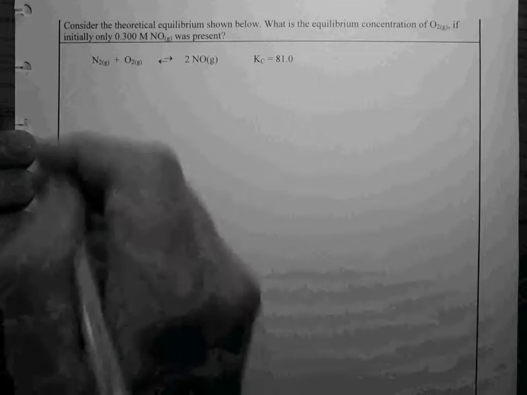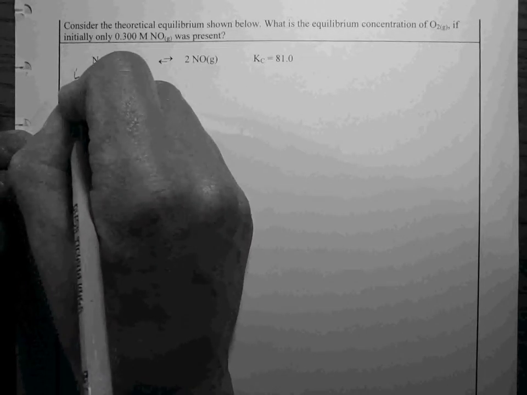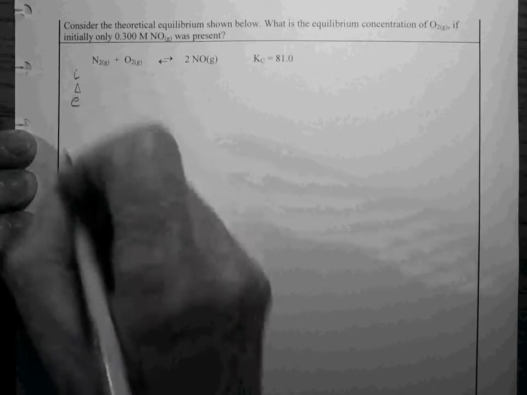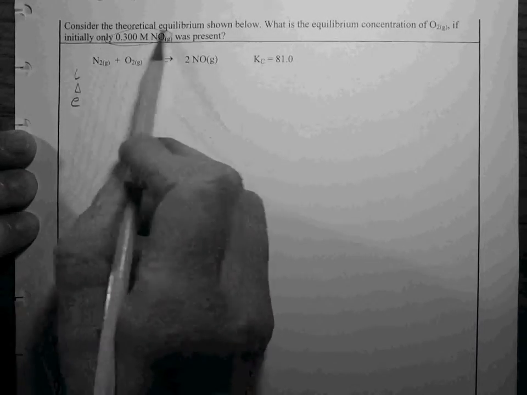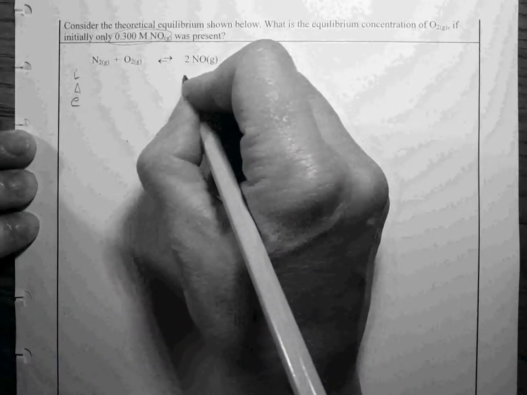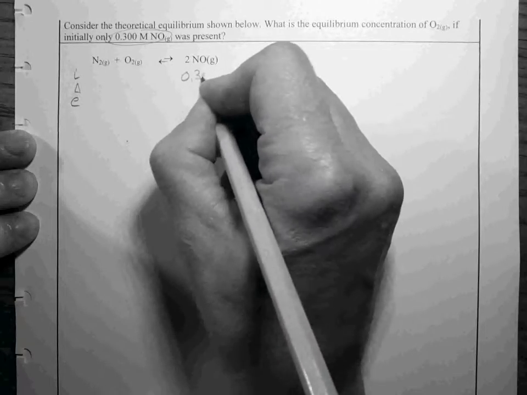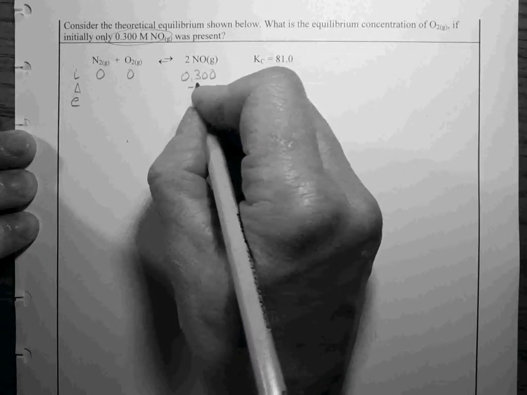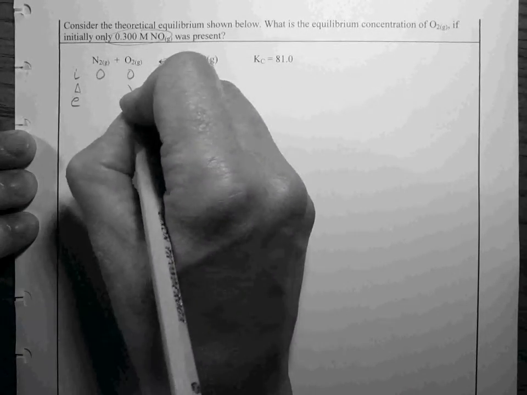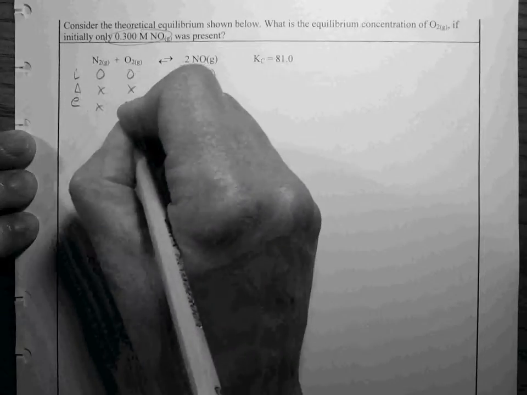Okay, here's our equilibrium problem. We'll start by making our ICE table. In this problem we start with only products, so the reaction is going to go to the left towards equilibrium. We're going to lose 2x, gain x and x.